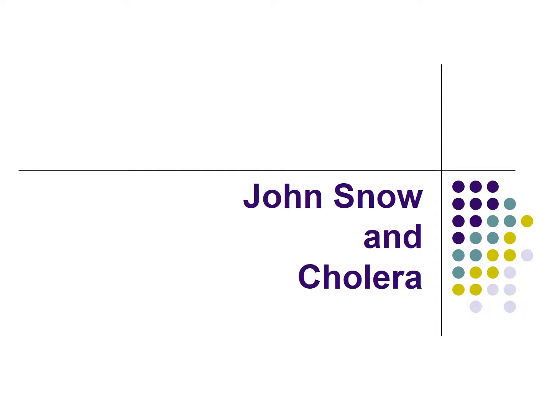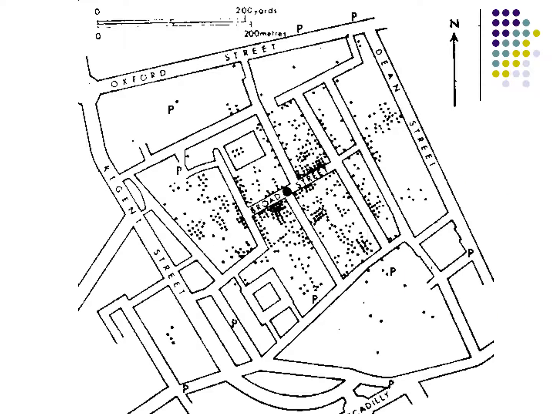In 1854, there was a noted outbreak in the Golden Square area of London. And here's a map of the deaths from cholera in that area at that time. You can see Broad Street in the middle of this area, and the large black dot in the middle is where the pump was. So John could see by plotting out these cases where they tended to congregate, and you really get the feeling like they're close to that pump.